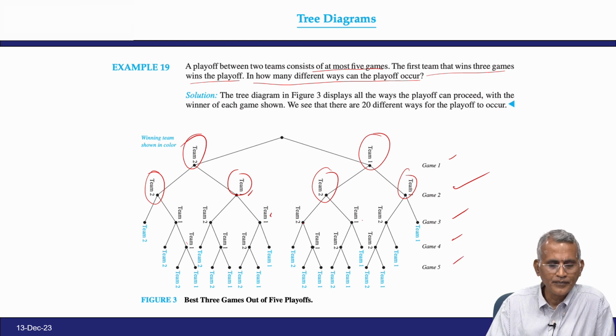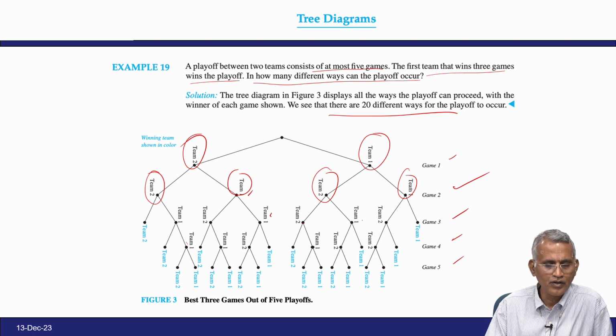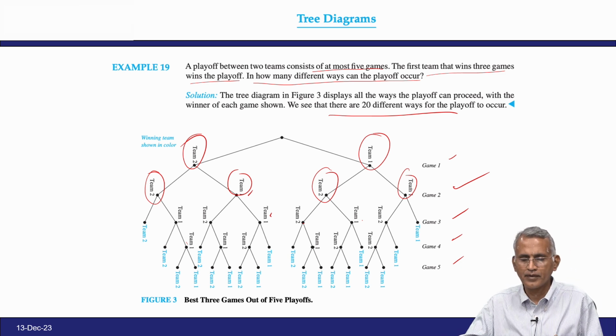Now, you count it, the different colors, that is blue color shows the different ways of getting the winner, that is 1 2 3 4 5 6 7 8 9 10 11 12 13 14 15 16 17 18 19 20 ways we have a playoff to occur the winner of the games. So, this way we can count the playoff game between the 2 teams, at most 5 games developed.